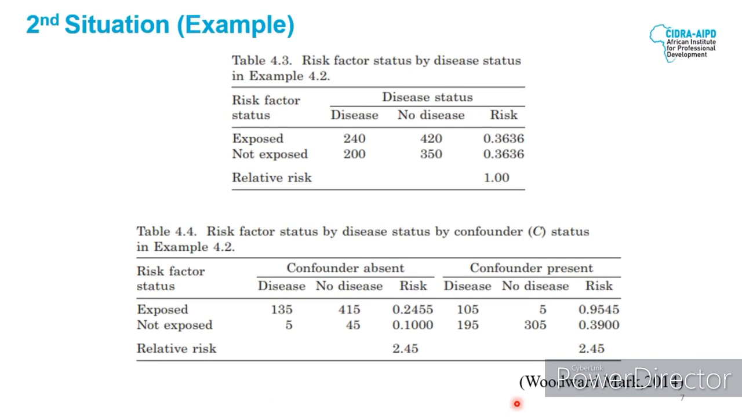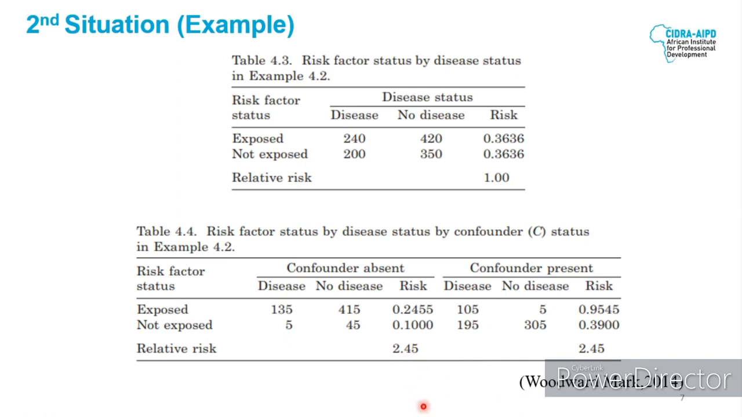So now let us consider another situation. This table shows results from another hypothetical prospective study. This time, before we consider the confounder, the potential risk factor has absolutely no effect. The risk is the same whether it is present or not, as we can see here. Table 4.4, the three-way cross-classification, identifies that, on the contrary, exposure to the risk factor is more likely to lead to disease. In fact, 2.45 times more likely.